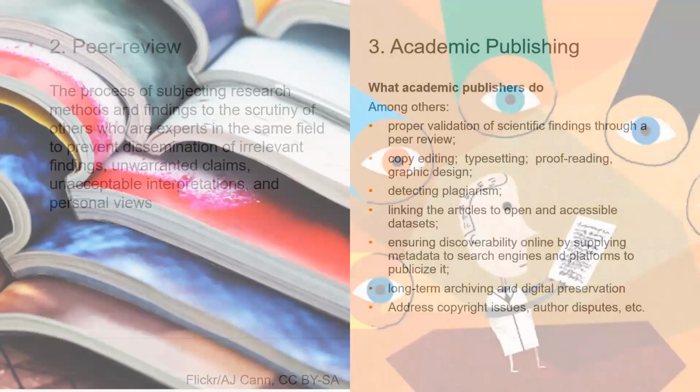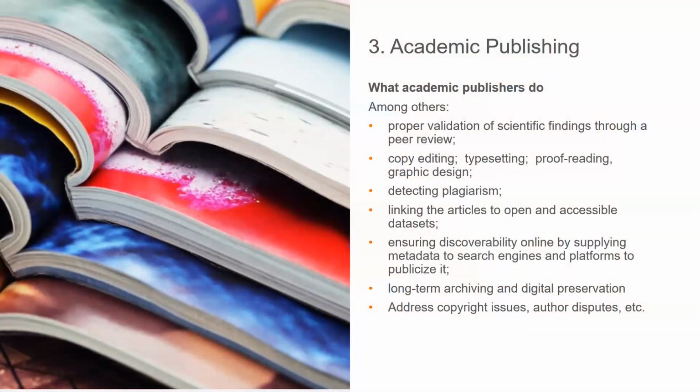So the third thing to take note of is academic publishing, and what is it that academic publishers do? So if we say that there are predatory publishers out there, what are the legitimate academic publishers doing? So amongst others, they provide proper validation of scientific findings through peer review. So that's where the peer review comes in. Any legitimate or ethical academic publisher will have a peer review system.